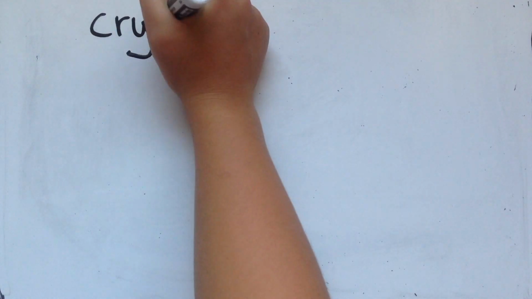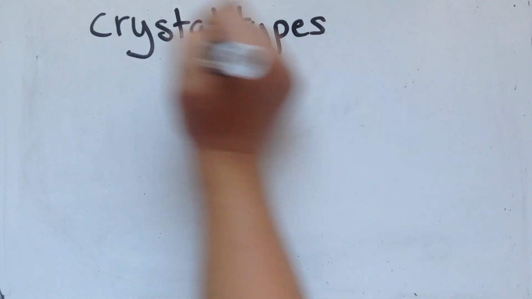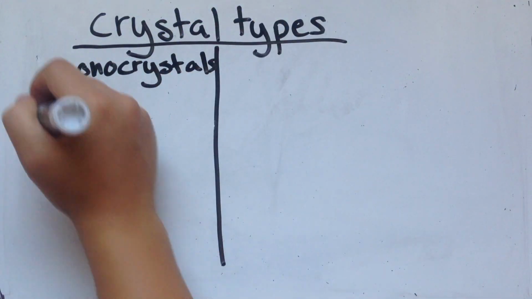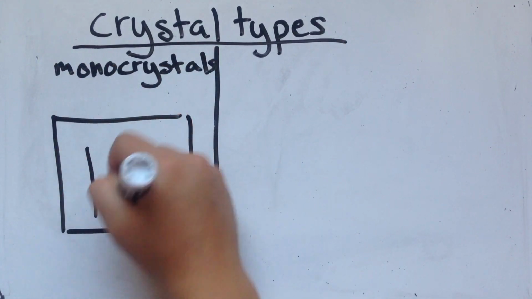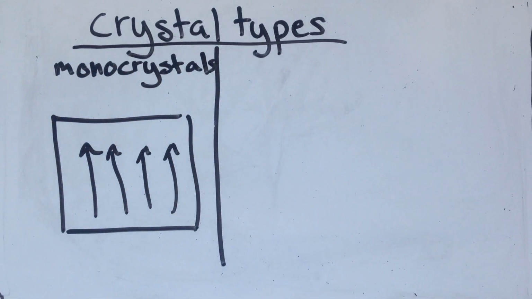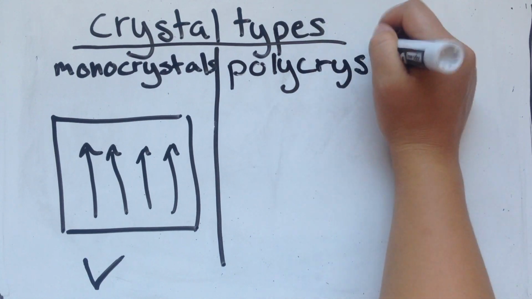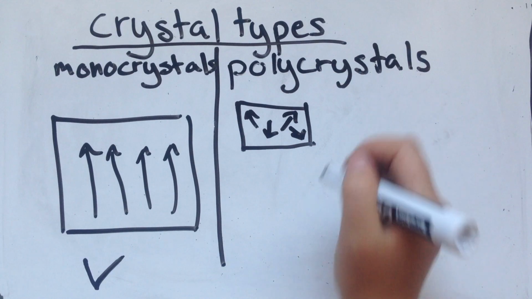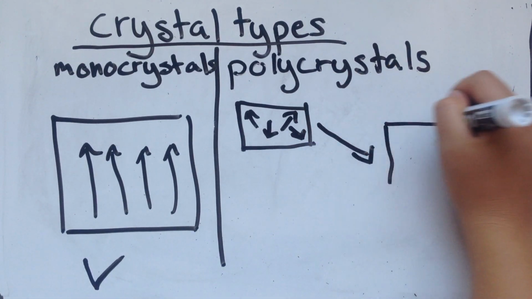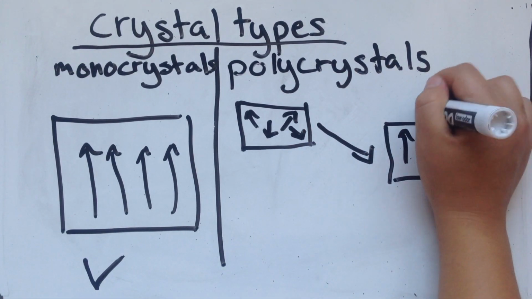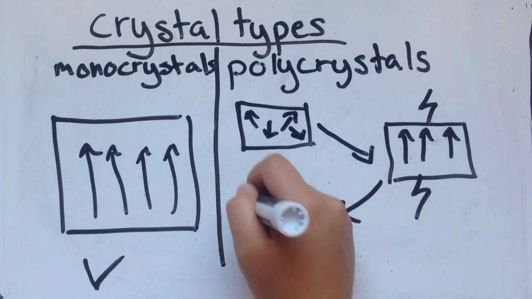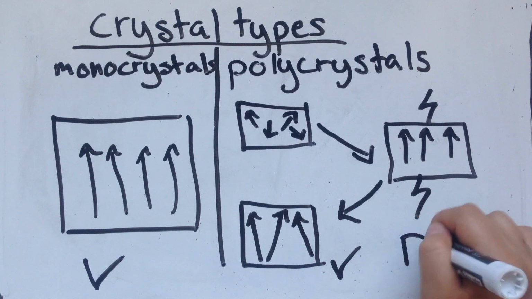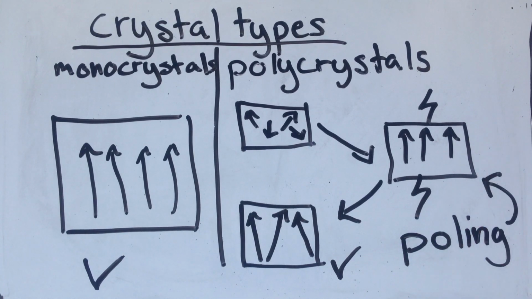That said, there are two types of crystals out there, monocrystals and polycrystals. The first of these, monocrystals, has dipoles that are naturally aligned, which means they are naturally piezoelectric. The second type, polycrystals, have dipoles that are naturally randomly aligned, but when subjected to an electric field, the dipoles align perfectly. Once the electric field is removed, the dipoles shift so that they are not perfectly aligned, but enough so that they still produce the piezoelectric effect. This process is known as poling.